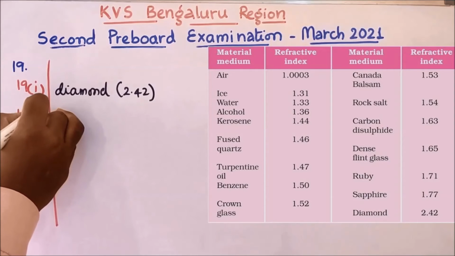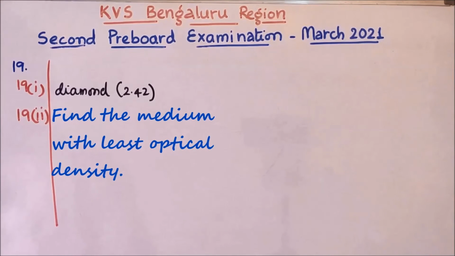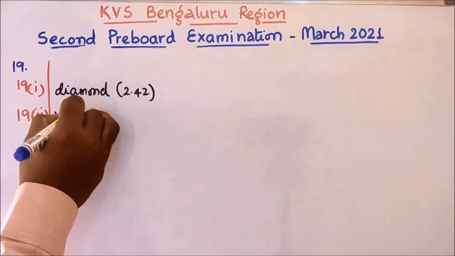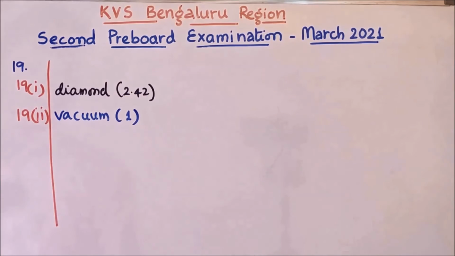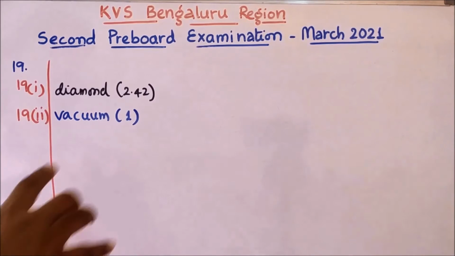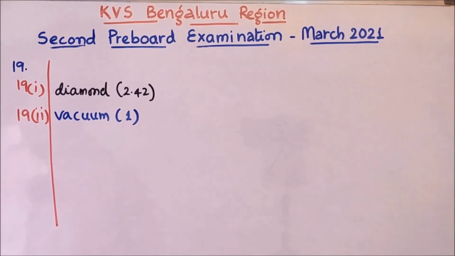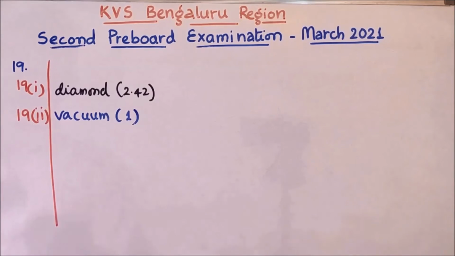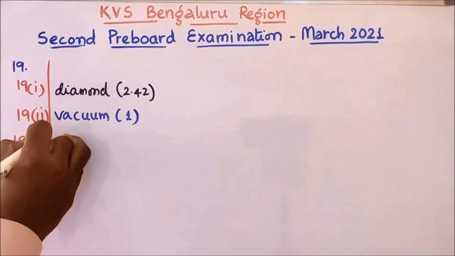19.2. Find the medium with the least optical density. If you see the table, you will have air being the one with least optical density, but there is one more medium. That medium is vacuum, and its refractive index is 1. If you compare vacuum and air, their refractive indices are almost the same, but air is optically denser than vacuum. So the rarest optical medium is vacuum, which consists of nothing, and the speed of light in that medium is maximum. And how much is its refractive index? That is 1.